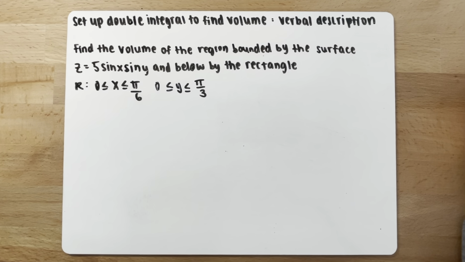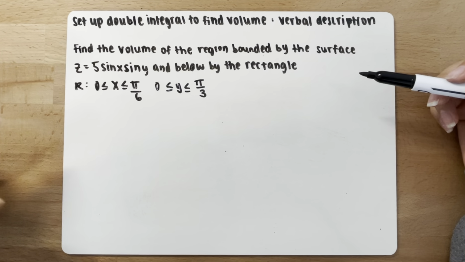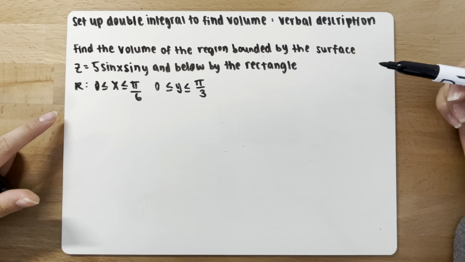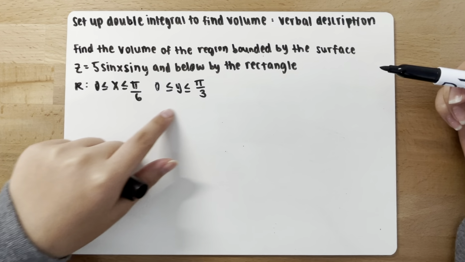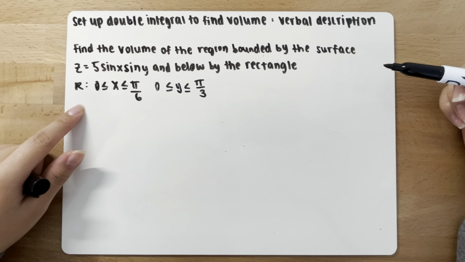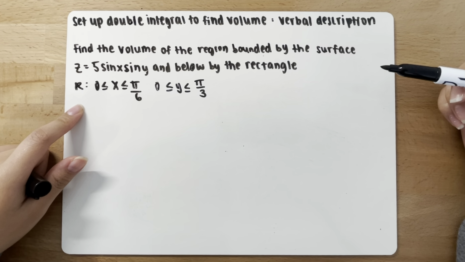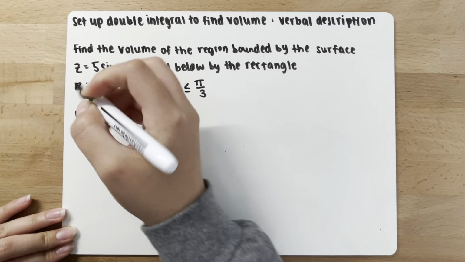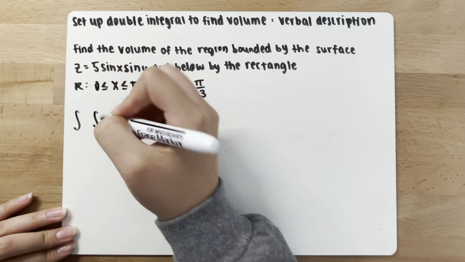This is another example of setting up a double integral to find volume given a verbal description. The verbal description is to find the volume of the region bounded above by the surface z equals 5 sine x sine y, and below by the rectangle. These are the bounded regions for the rectangle: 0 is less than or equal to x, less than or equal to pi over 6, and 0 less than or equal to y, less than or equal to pi over 3.